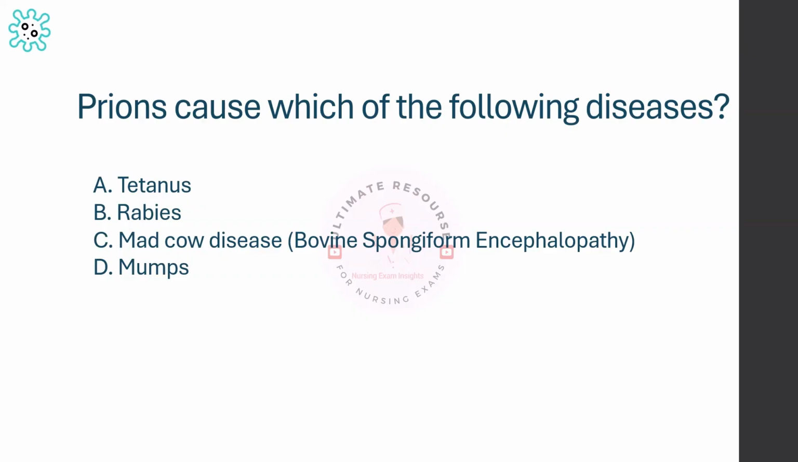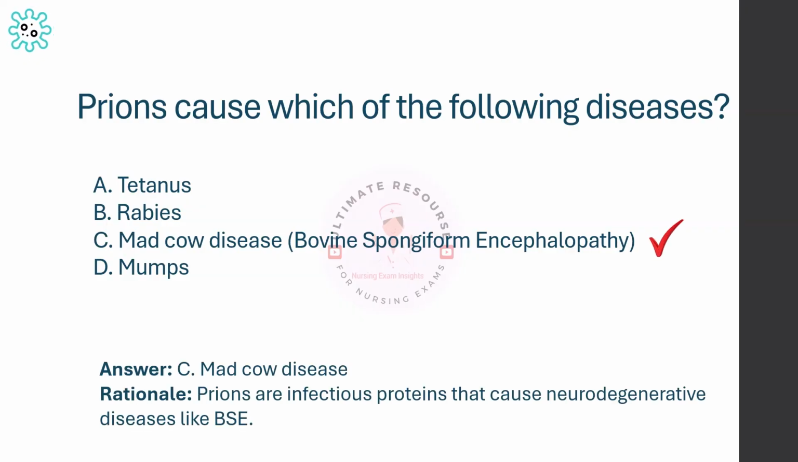Prions cause which of the following diseases? Options are A. Tetanus, B. Rabies, C. Mad cow disease, D. Mumps. The answer is C. Mad cow disease. Prions are infectious proteins that cause neurodegenerative diseases like bovine spongiform encephalopathy, that is BSE.